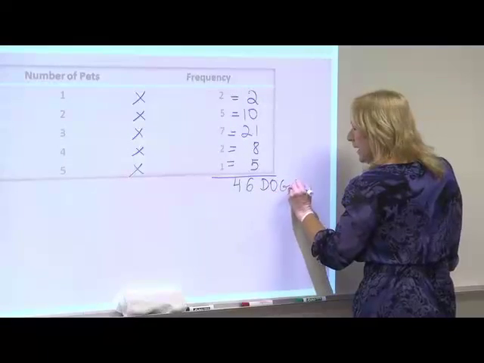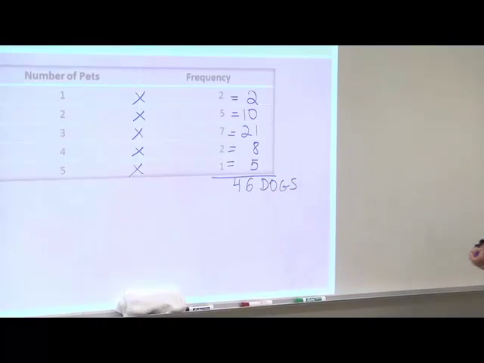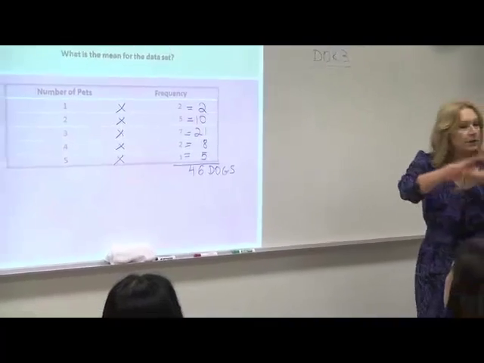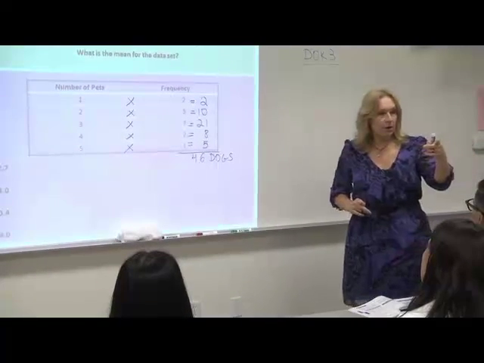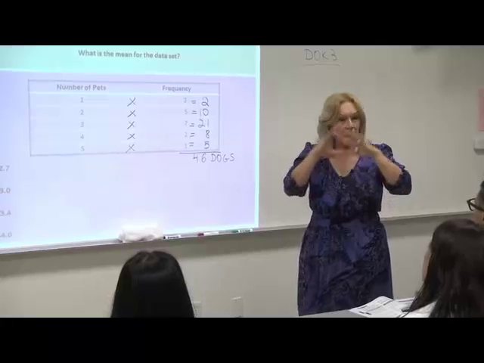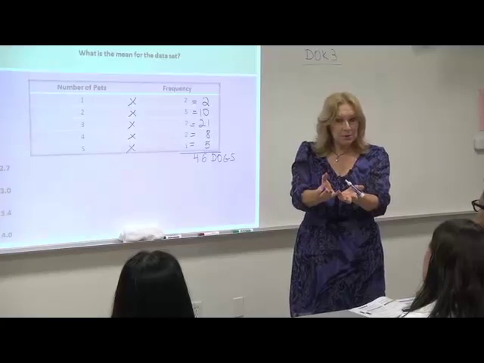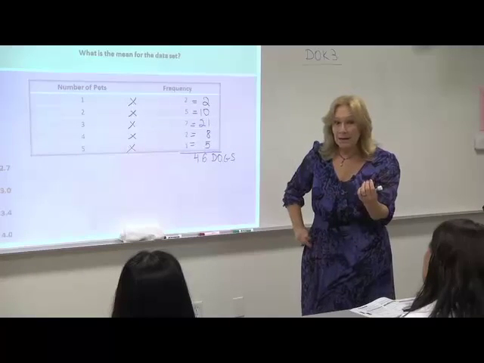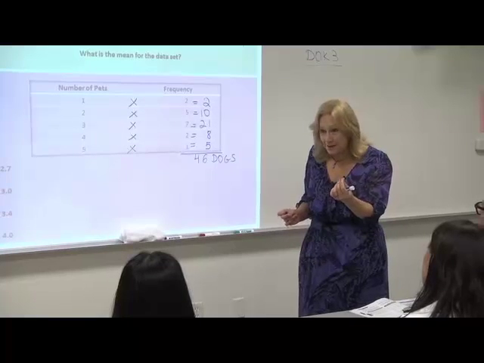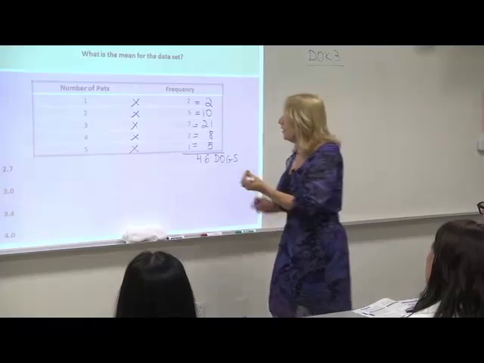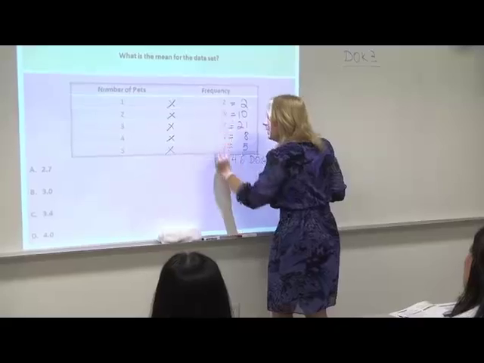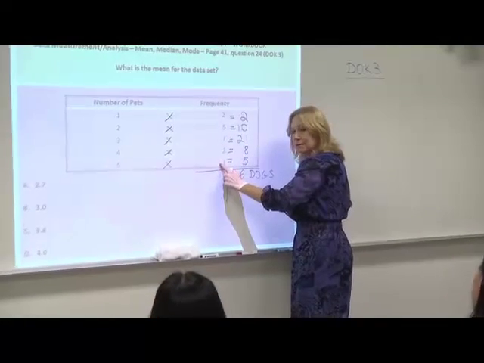What else? How can I know now? You know that to find the average, you need to add, right? You need to add the total number of items and then divide. But we are going to divide by what? The total frequency. How many people are involved here? So we need to add this, right?